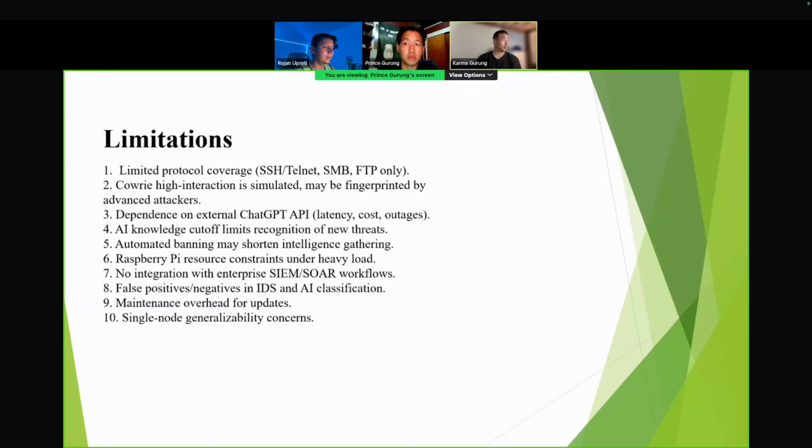And the fourth thing is, since we are using AI, this is basically prompt engineering. Sometimes the AI may not understand those things, so the output we are getting from the OpenAI API might not be 100% true.